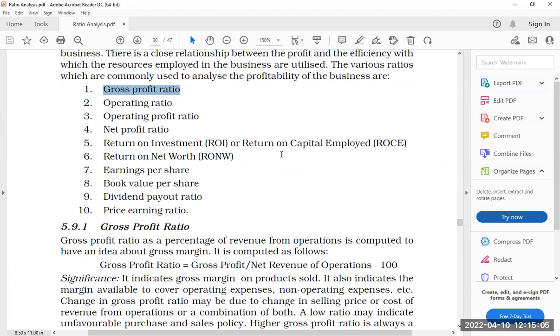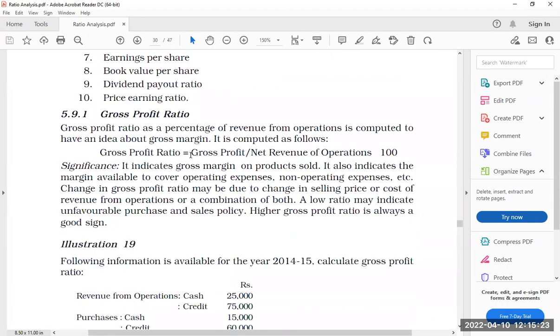Okay, come to the first ratio, gross profit ratio. Gross profit ratio is nothing but gross profit divided by net sales multiplied by 100. Net sales means sales minus sales return. Whole thing multiplied by 100. So these ratios are expressed in terms of percentages. Higher the percentage of GP ratio, better the efficiency of the company, better the performance of the company.